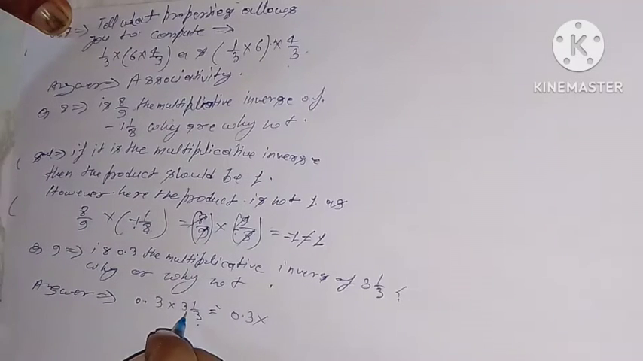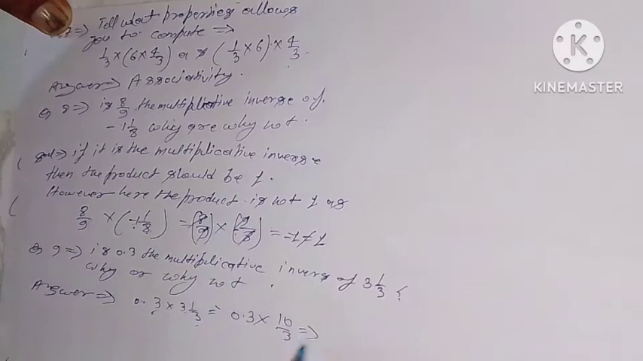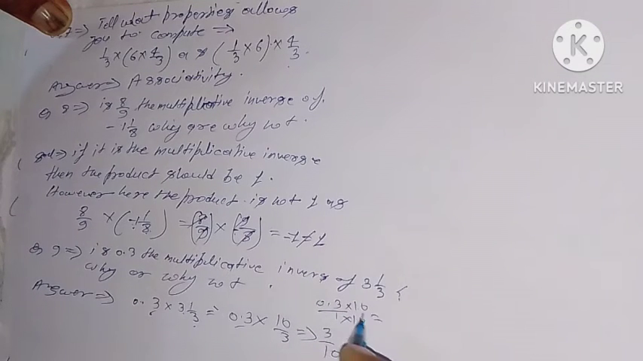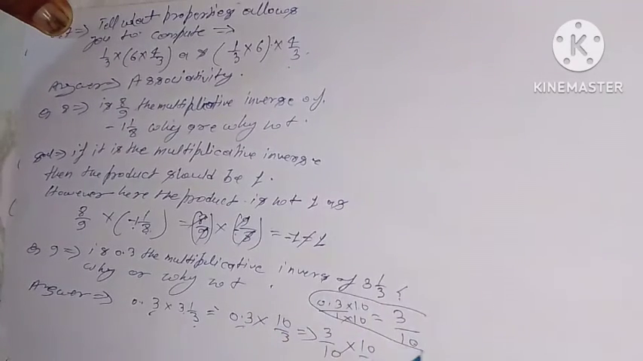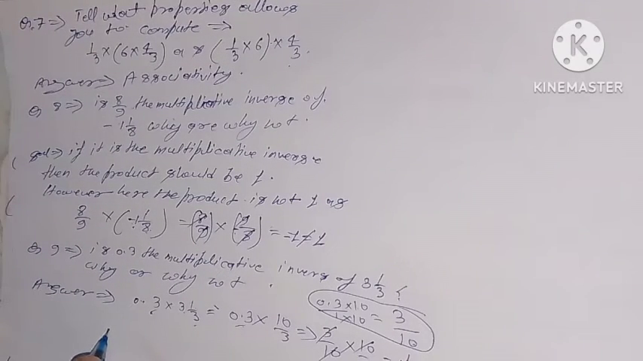0.3 is equal to 3 upon 10, because we multiply both numerator and denominator by 10. So 0.3 equals 3 upon 10 multiplied by 10 upon 3. 10 is cancelled out by 10 and 3 is cancelled out by 3, so the value is 1. So this is the multiplicative inverse.